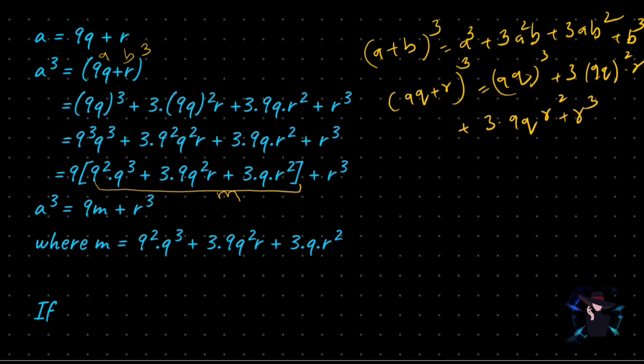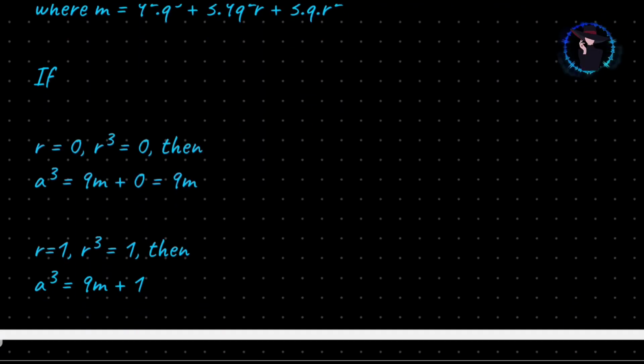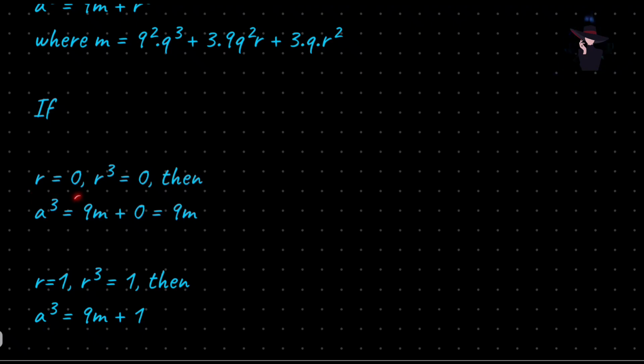What were the values of r? 0, 1, 2, 3, 4, 5, 6, 7 and 8. Let's take the first step with r equals 0. Then r cube is obviously 0, so a cube is equal to 9m plus 0, which is 9m. So here the value of a cube is 9m.